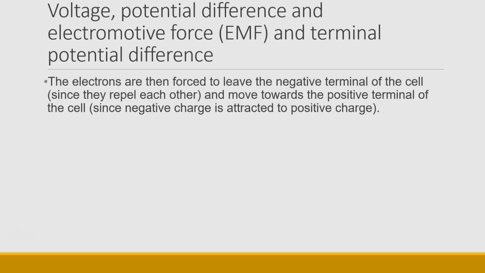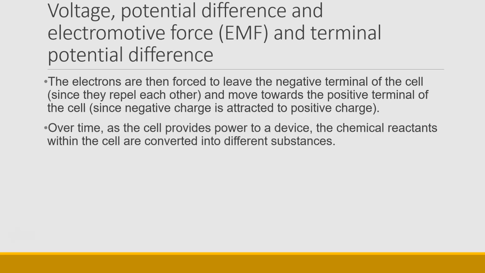Those electrons are then forced to leave the negative terminal of the cell because they don't like the negative terminal, which is full of electrons that repel each other. And then they move towards the positive terminal of the cell because they're attracted to the positive charge of the positive terminal. Now, this, of course, applies to the direction of real electron flow, not conventional current.